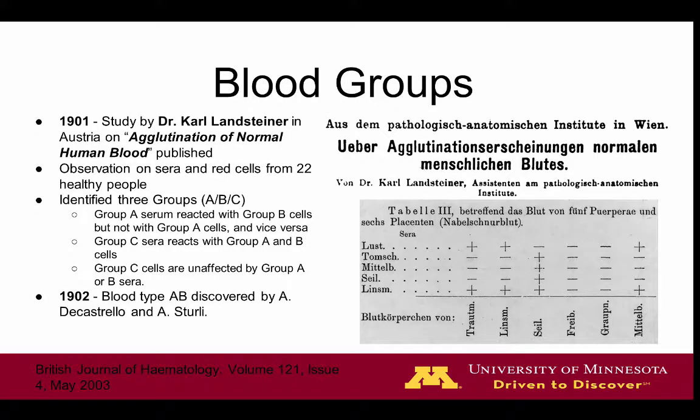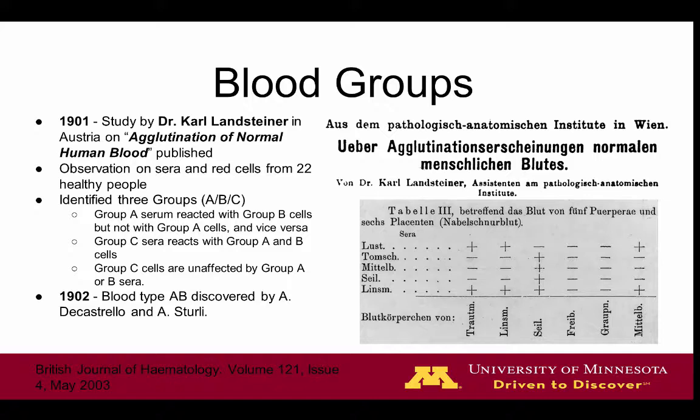That brings us to 1901. Dr. Landsteiner in Austria published a landmark paper essentially describing the blood groups. He initially described them as the ABC groups, which subsequently became ABO. He collected sera and red cells from 22 healthy people, including himself and his colleagues. So as a plug, if you have an experiment, maybe you should get your coworkers to help you.